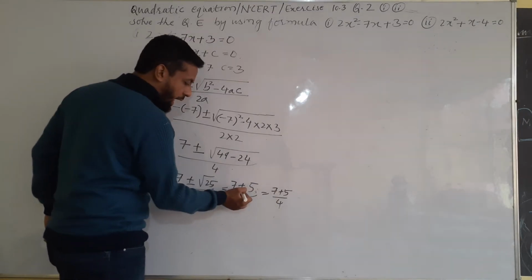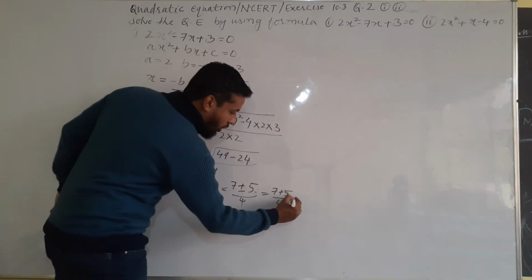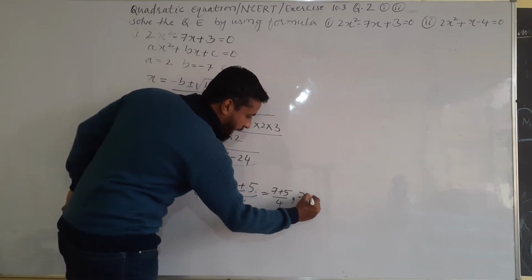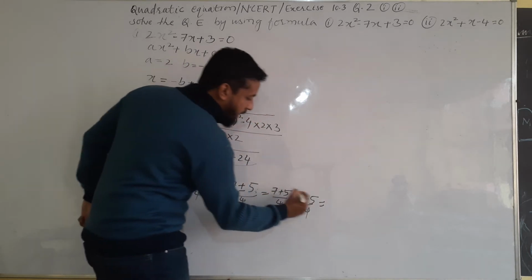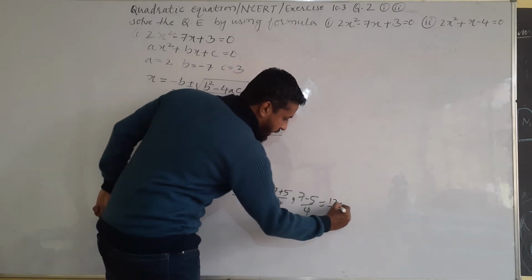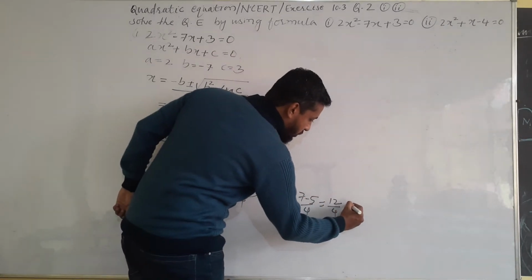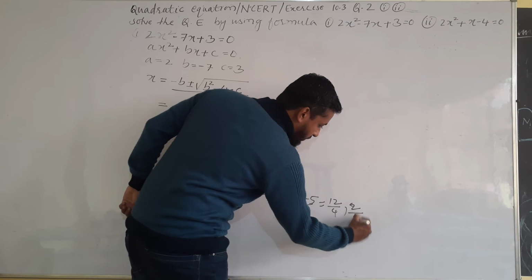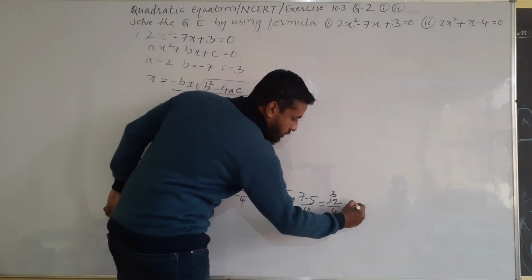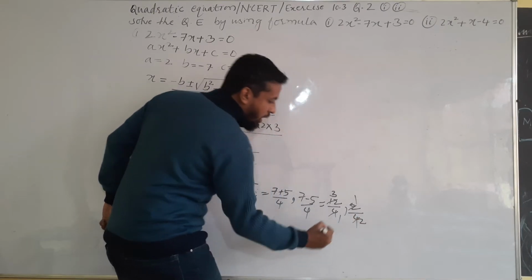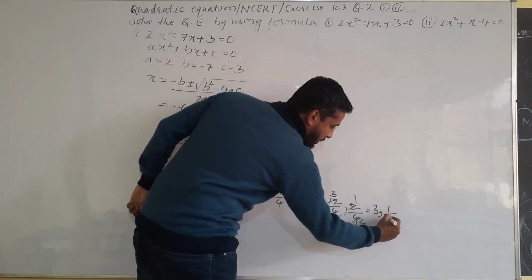So first time you have to use plus, then you have to use minus. Comma, 7 minus 5 divided by 4. It will be 7 plus 5 is 12 divided by 4, 7 minus 5 is 2 divided by 4. Now 4 ones are 4, 4 3s are 12, 4 2s are 8, 2 ones are 2, 2 2s are 4. Answer will be 3, 1 by 2.